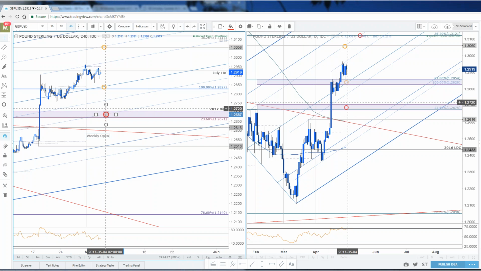Any questions on the pound? I think the setup really hasn't changed much, so I don't think we should spend much more time on that. That's number 12. Sterling yen is also a trade that we've been following.